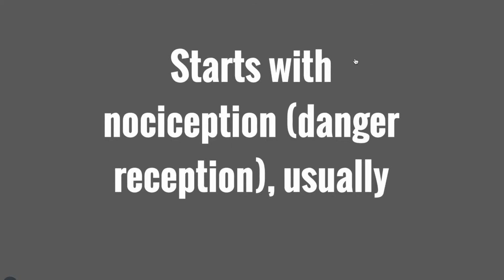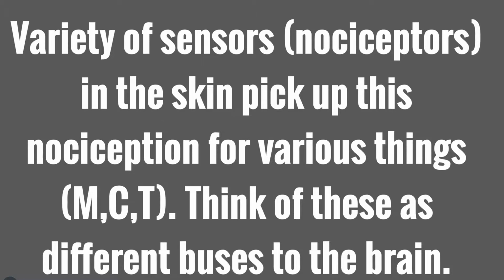This usually starts with nociception, or danger reception. Again, usually assuming everything's working fine. You can think of nociception as just passengers waiting to get on a bus. And that bus are nociceptors. These are little cells within the skin that pick up various kinds of stimuli, such as mechanical stress, say you've been hit in the head with a bat, chemical changes, say someone threw acid in your face, temperature changes, like you've been lit on fire. Again, you can think of these nociceptors as just different buses going to the brain.